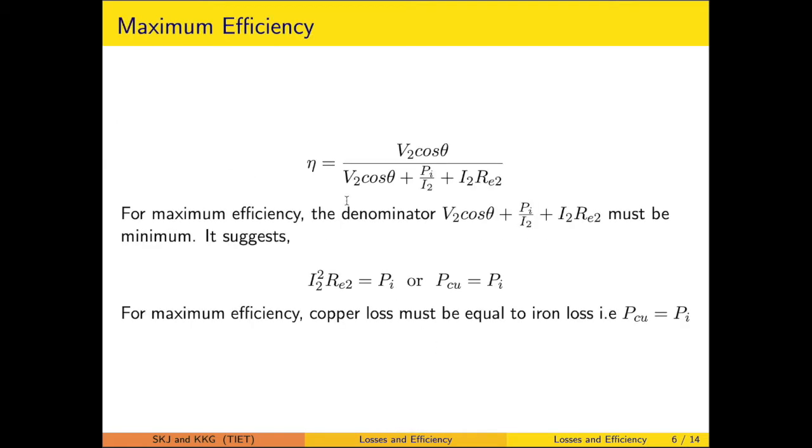To calculate the maximum efficiency, this denominator term has to be minimized. The only controlling variable is the current level I2. So we take the derivative of this denominator term with respect to I2. When that is done, we get the equation like this. It suggests that the copper loss has to be equal to the iron loss to have the maximum efficiency.